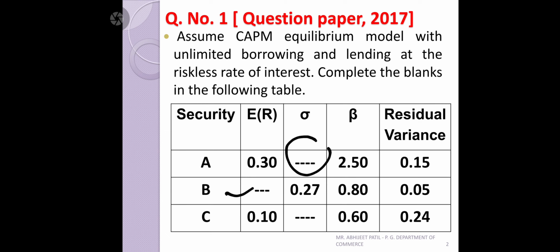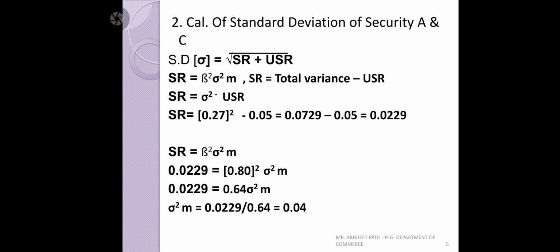Now we should find out the standard deviation of A and the standard deviation of C. So how do we find the standard deviation of A and C? Let's find out the standard deviations. Calculation of standard deviation of security A and security C. Standard deviation is equal to the square root of systematic risk plus unsystematic risk, because we know that total risk is equal to systematic risk plus unsystematic risk. To determine the total risk we use standard deviation. So for standard deviation, systematic risk plus unsystematic risk.